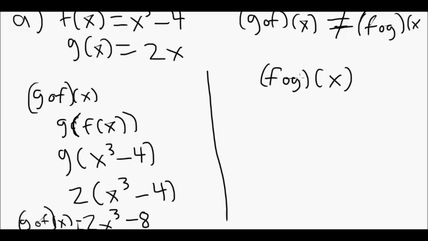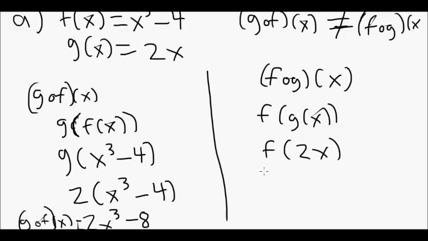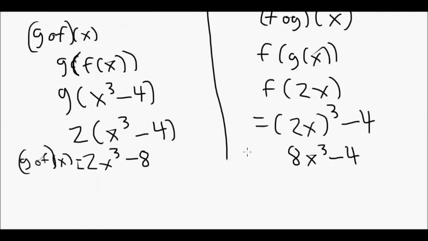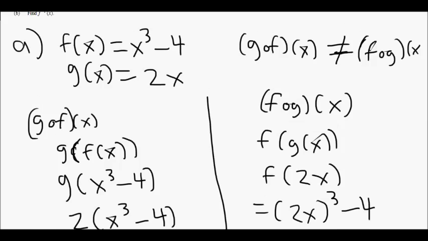Now let's do f of g of x. This is just going to equal f of g of x. We'll follow through by substituting. So f of 2x, treating that as a single entity, is going to equal (2x) cubed minus 4. And 2 cubed is just 8, so that's going to be 8x cubed minus 4. And as you can see, they are not the same. They're completely different functions. So now that I've done that, let's go on with the problem.